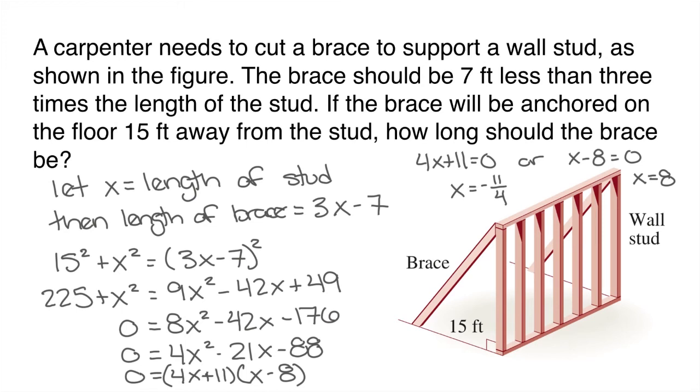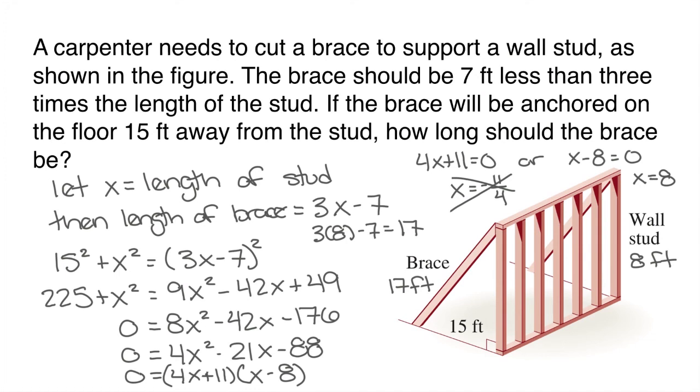x is the length of the stud. It cannot be negative, and so therefore we reject the solution of negative 11 fourths and instead only look at our solution of x equals 8. If x equals 8, then 3x minus 7 is 3 times 8 minus 7, which is 24 minus 7, or 17. We were asked how long should the brace be. The brace should be 17 feet. We also found that the wall stud is 8 feet.